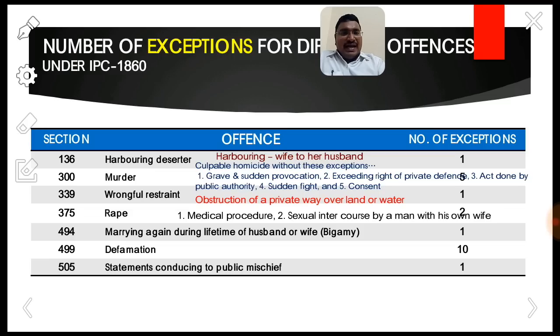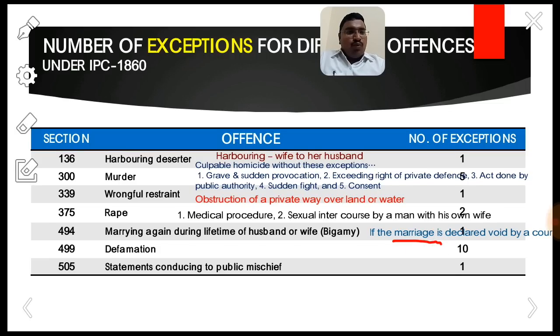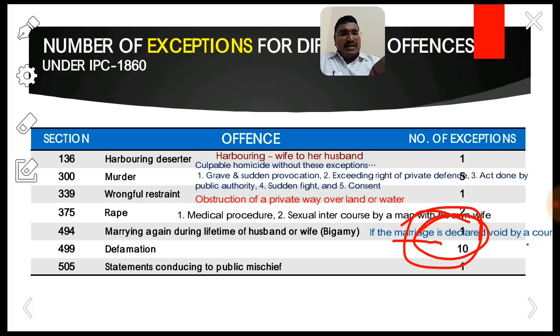Next, marrying again during the lifetime of husband or wife, that is bigamy, is an offense, but there is an exception. If the marriage is declared void by the court, then the husband or wife can marry another person. It is the only exception. But along with this, a Muslim man can marry more than one wife. It is also one of the exceptions available under section 494. Marrying again during the lifetime of a Muslim wife by her husband is not an offense. It is also an exception.